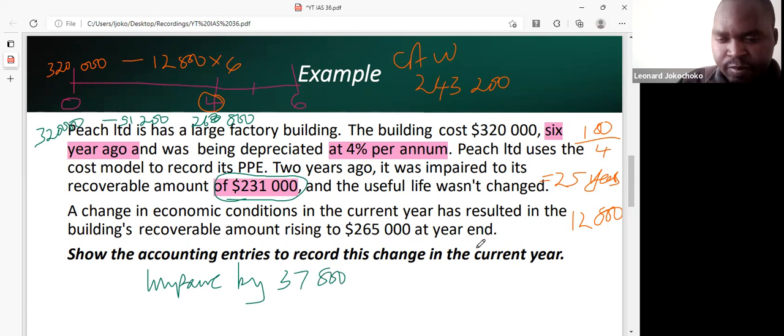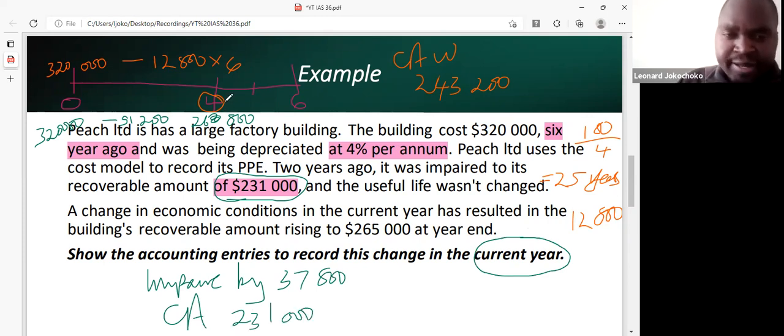Since we're accounting in the current year, which means since we're accounting in year 6, we need to understand what happened between year 4 and year 6. Now we know that the new carrying amount in year 4 was determined to be 231,000. But between year 4 and year 6, the asset is being used for 2 years. So we need to calculate depreciation.